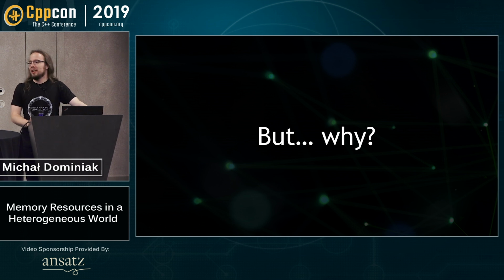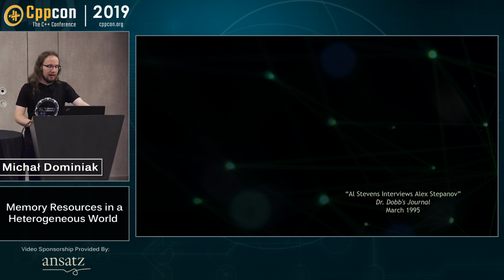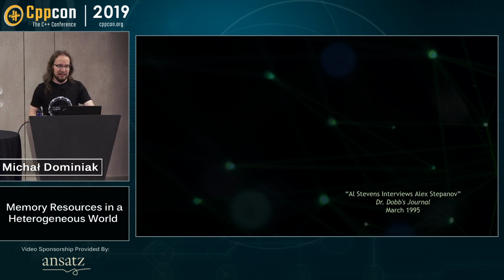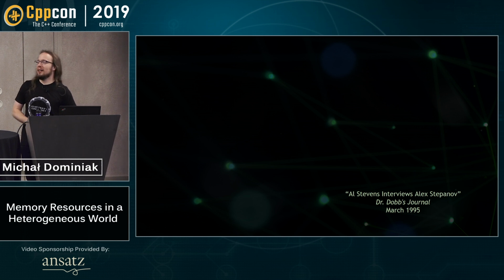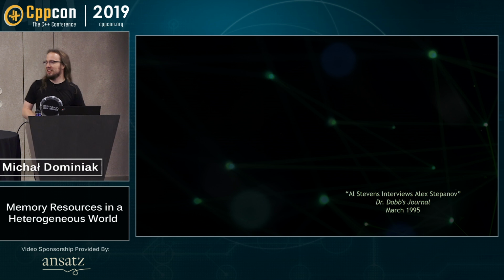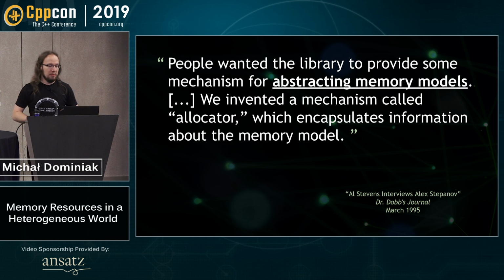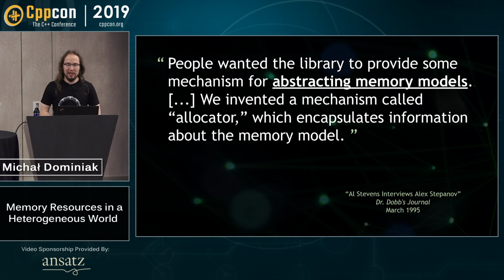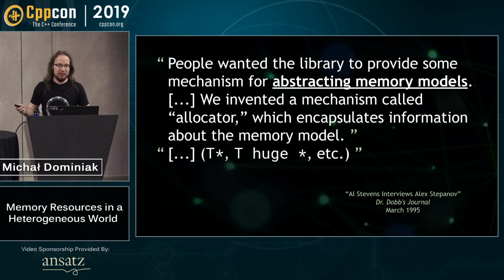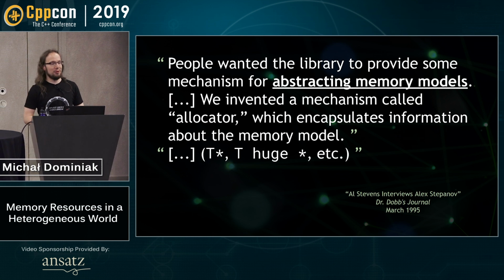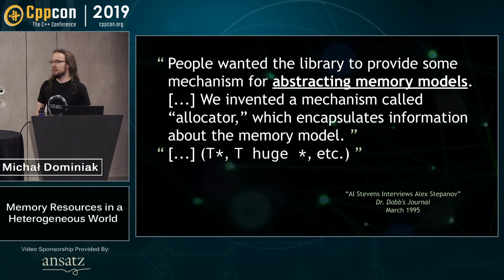So here's a bit of historical trivia from an interview with Alex Stepanov, the author of the STL, from March 1995, by the way, which means I was about a year and a half old at that point. It's old stuff. People wanted the library to provide some mechanism for abstracting memory models. We invented a mechanism called Allocator, which encapsulates information about the memory model. And then he drops some phrases like T star and T huge star. I'm surprised that there wasn't like T far star just to trigger some additional people.